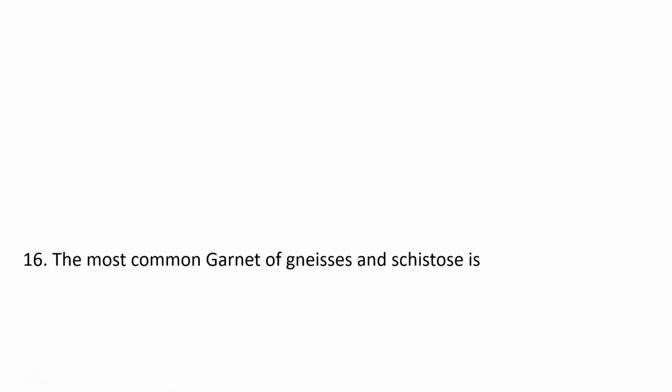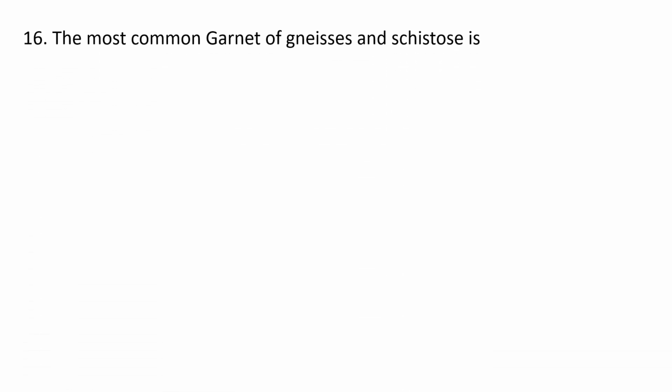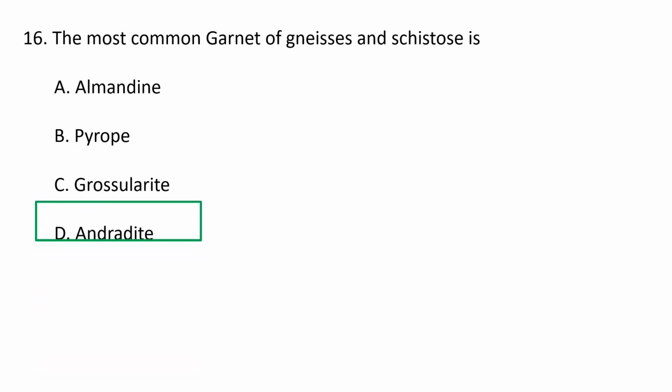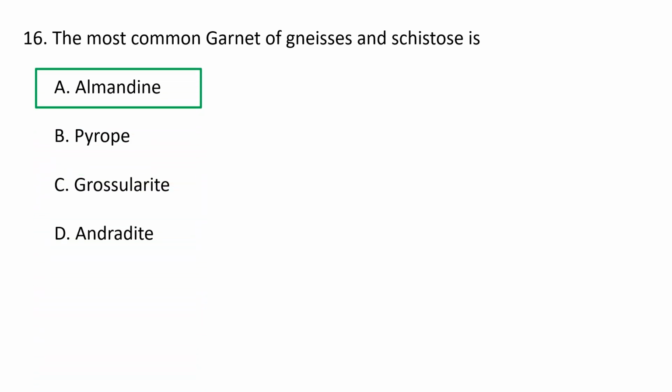Next question. The most common garnet of gneiss and schistose rocks is A. almandine, B. pyrope, C. grossular, and D. andradite. So the most common garnet of gneiss and schistose rocks is almandine. The almandine-pyrope rich garnets are very common in large areas of the high grade gneissic regions. So A, almandine, is the correct option.